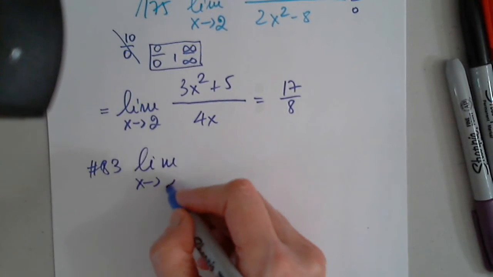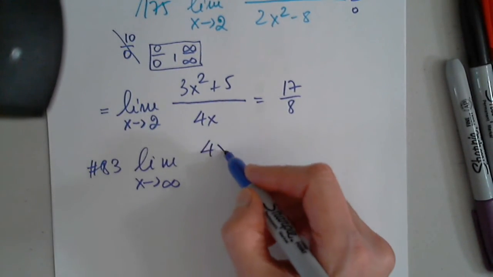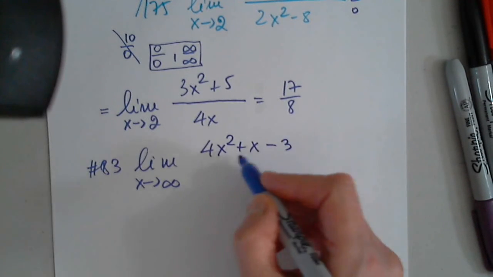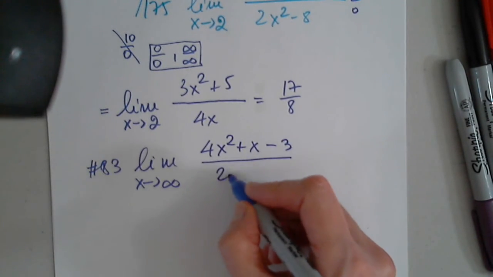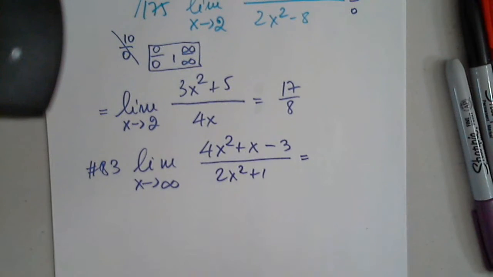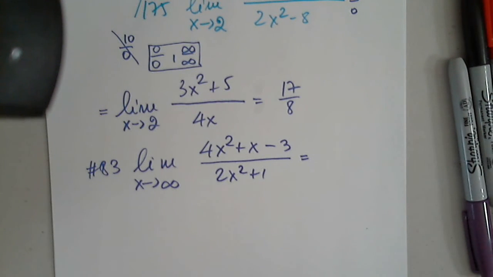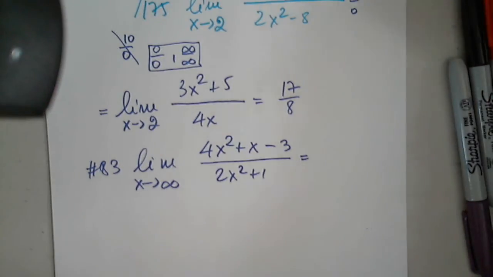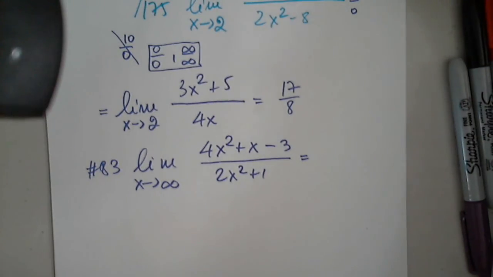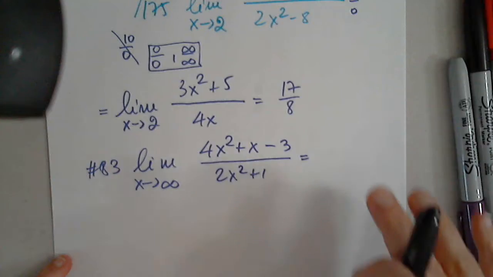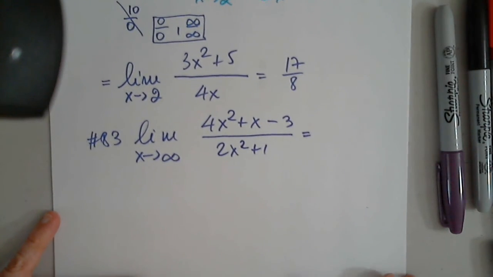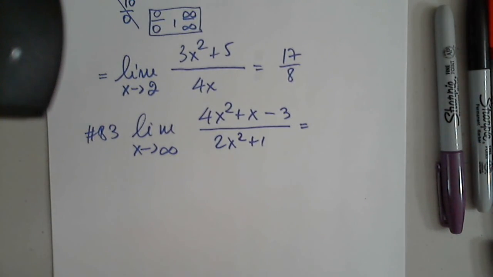So this is the limit as x approaches infinity of 4x squared plus x minus 3, and everything divided by 2x squared plus 1. So what do we need to do first? So what do we have in the numerator?